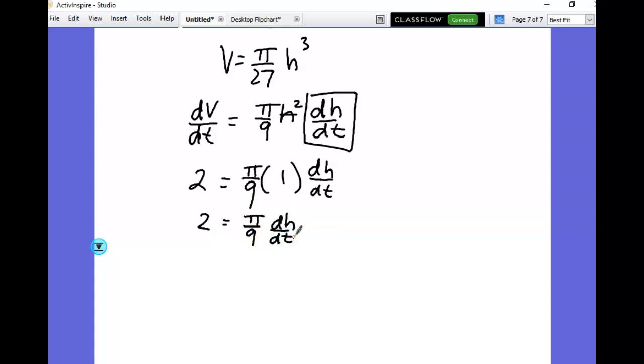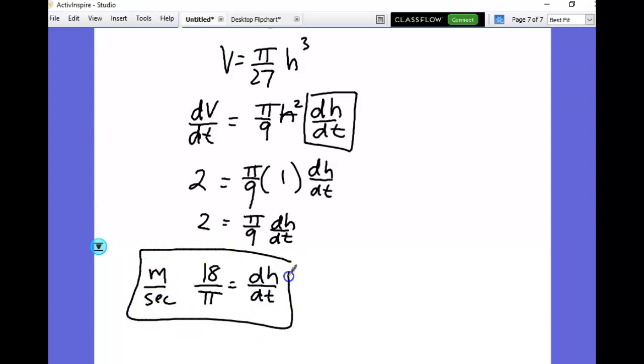If you multiply both sides by the reciprocal, you get 18 over pi dH/dt. And that is in meters per second. So that's a toughie one. That's meters per minute. Oh, was it minute? Thank you. So slow that down.